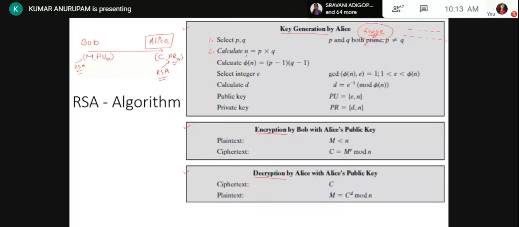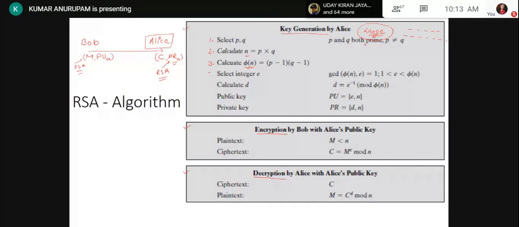We need to calculate N, which is the product of P and Q. The third step says that we need to calculate Euler's totient function, where its value phi of n is P minus 1 into Q minus 1, which you have already learned earlier. So this is simply whatever P value is there, P minus 1 multiplied by Q minus 1.